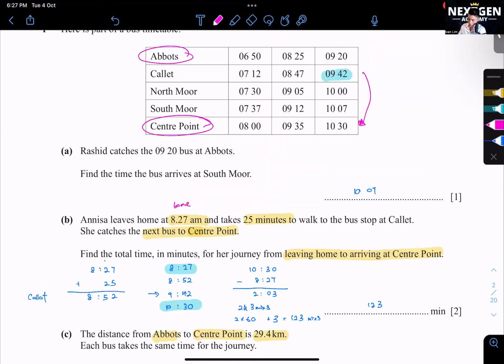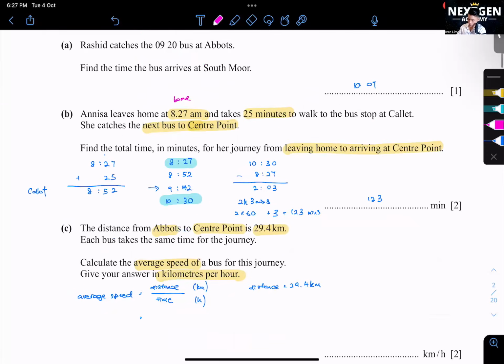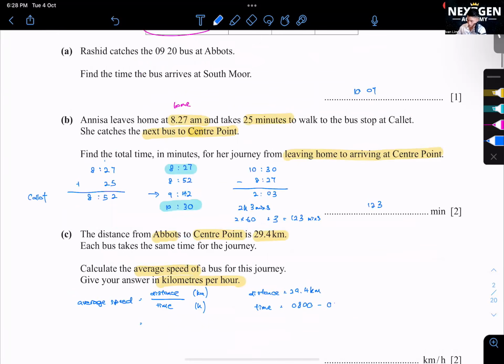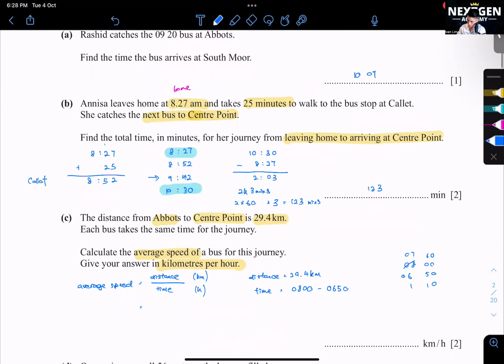Abbott's to Center Point, all of it is the same amount of timing. So from 8 o'clock to 6:50, we can calculate that. Time from 0800 minus 650. You go and calculate this. This one I borrow. This one will be 60. So 1 hour, 10 minutes. They want it in hours, right? In hours.